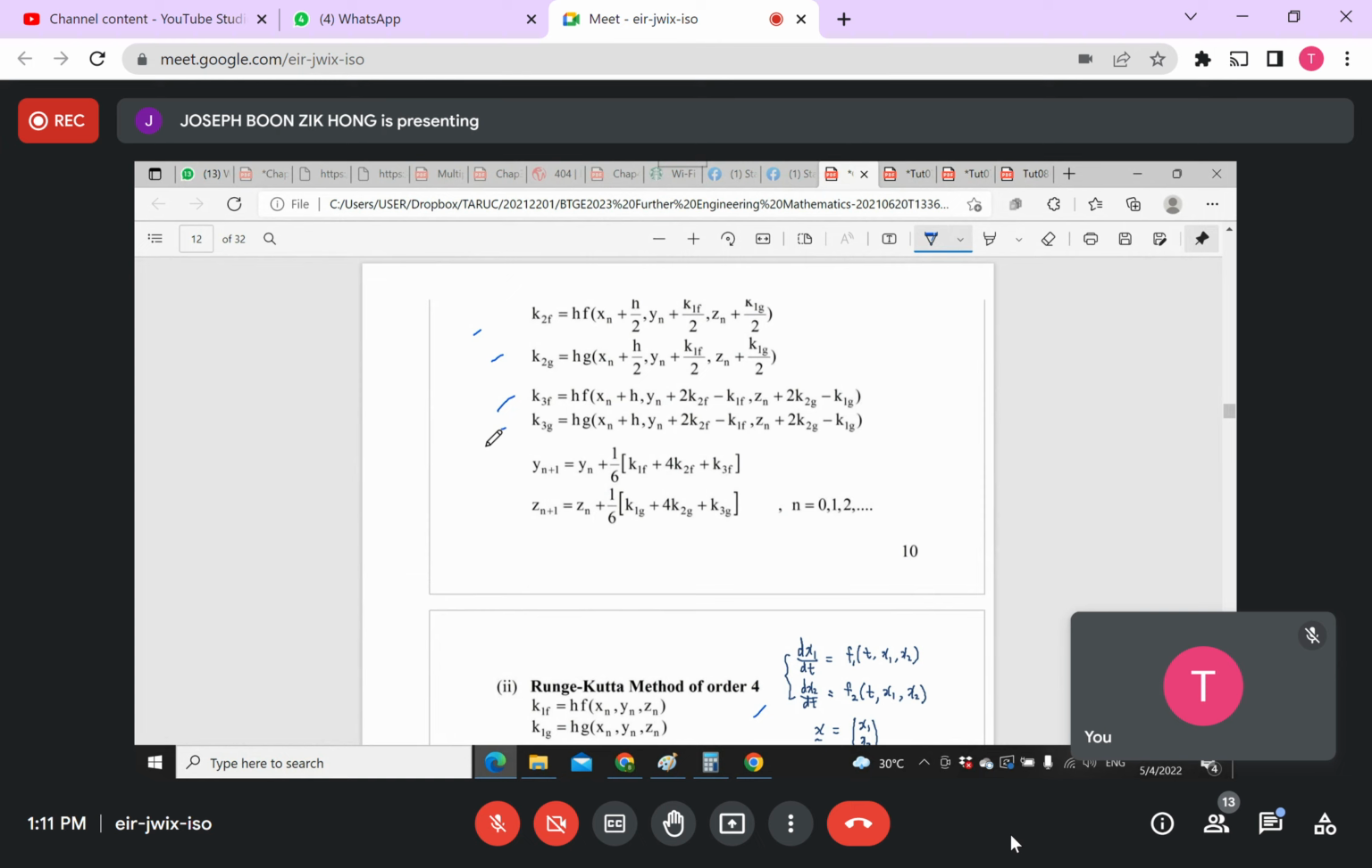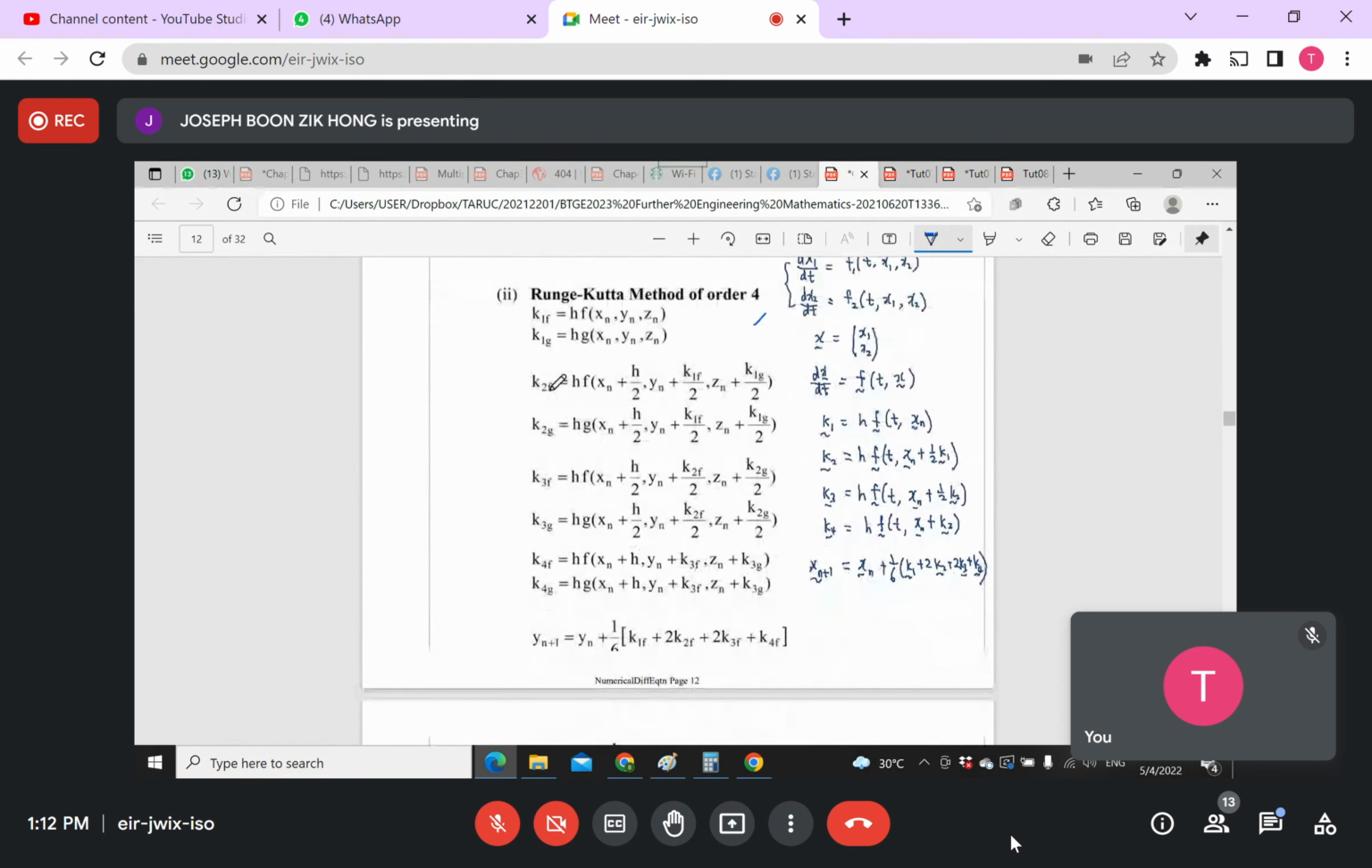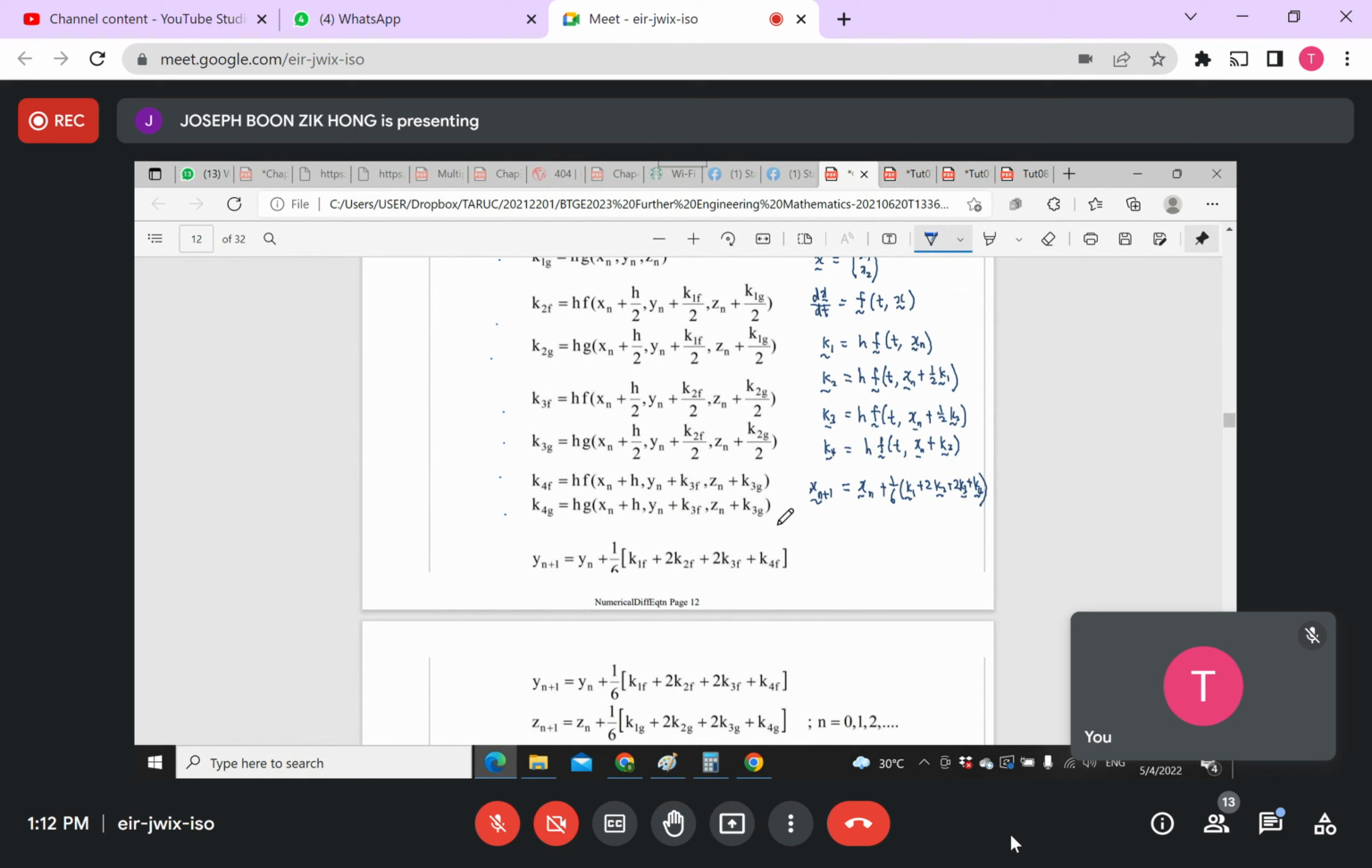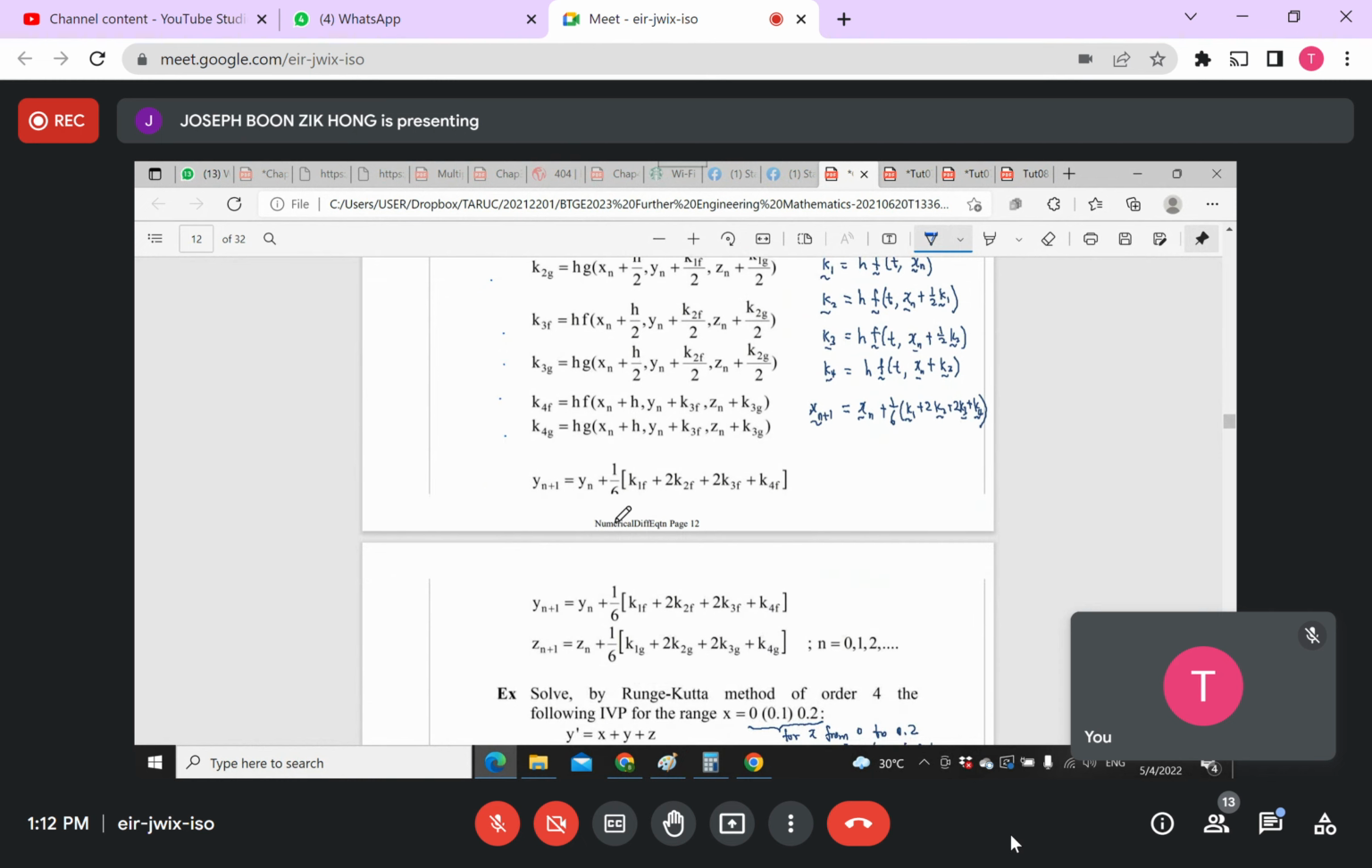But basically the idea is the same. Just because you have 2 equations, that means now you have yn, you have zn. You only needed to consider xn, yn, but now you have to consider zn as well. So you have F, you have G, so the work will be doubled. Same here for order 4: K1F, K1G, K2F, K2G, K3F, K3G, K4F, K4G. So you will have more work to do, but basically the idea is the same.